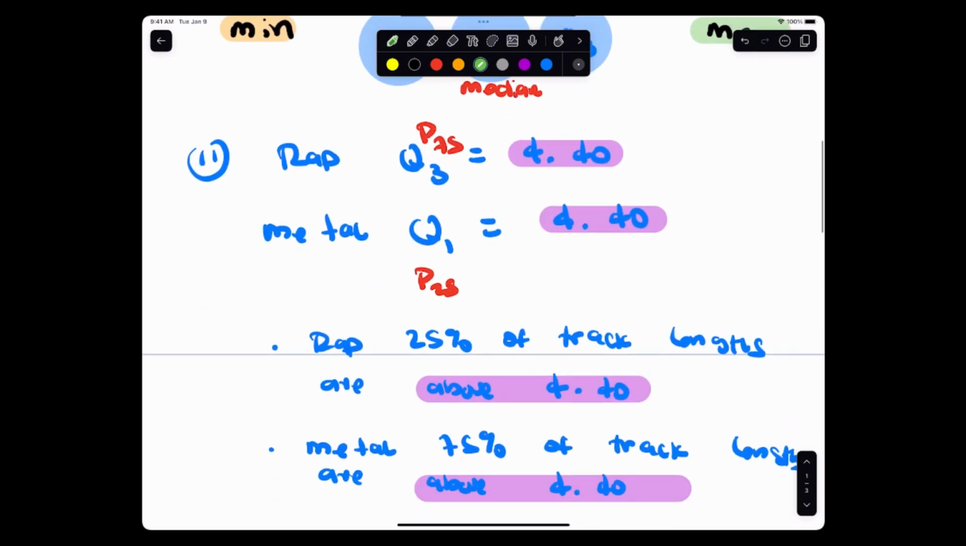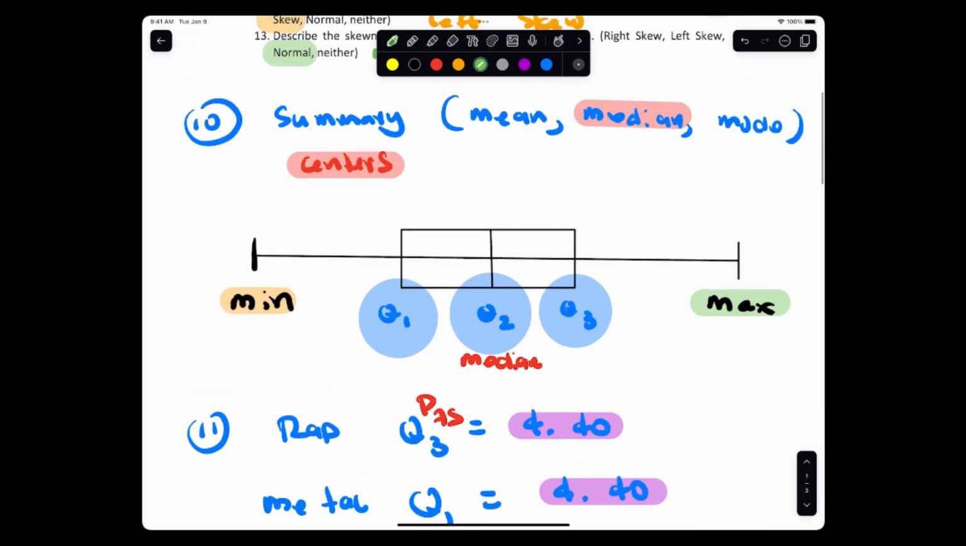Nice. Okay, now, let's go back to our box plot. What percent of the data is between the minimum value and the first quartile? 25%. What about between the first quartile and the second quartile? 25%. What about between the second quartile and the third quartile? And between the third quartile and the max? All right, you guys okay with that?